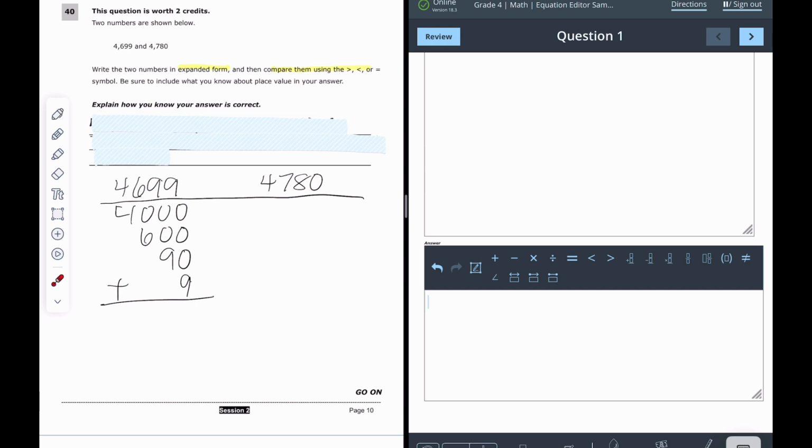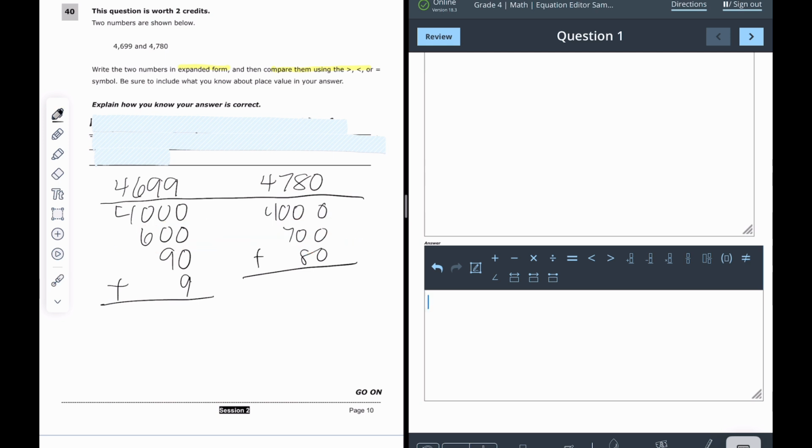So these are all my numbers going down. And all I did was drag my numbers down. Right? And then I'll do the same thing to the other side. 4,000 plus 700 plus 80. Now this one looks smaller, doesn't it? Because I only have 3 numbers here versus this one 4. But when I compare, these two are the same. But when I compare my hundreds, 700 is bigger.